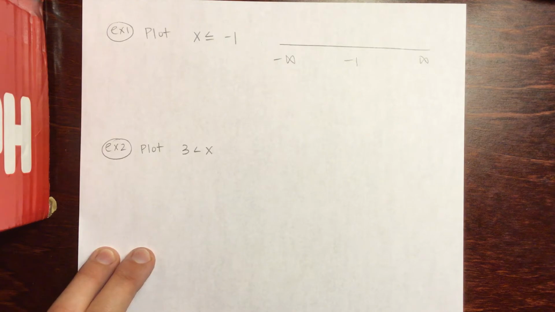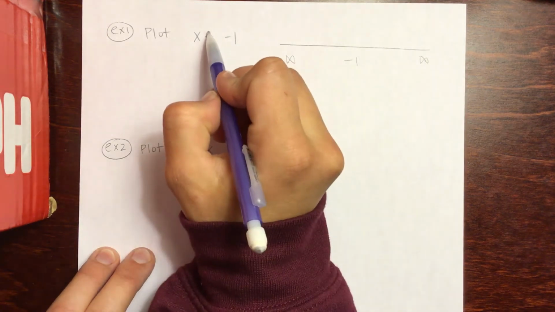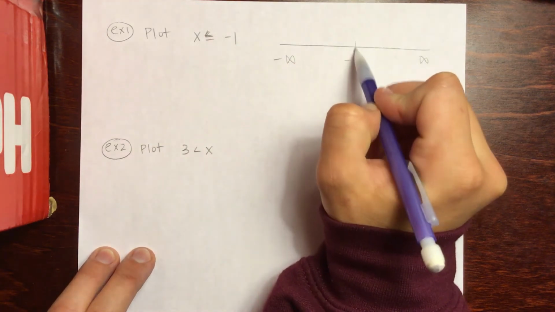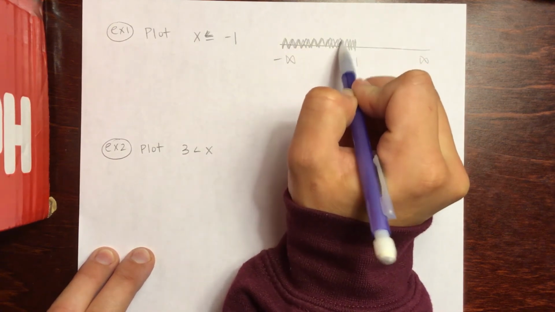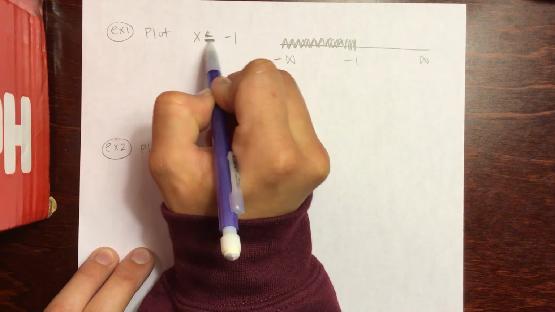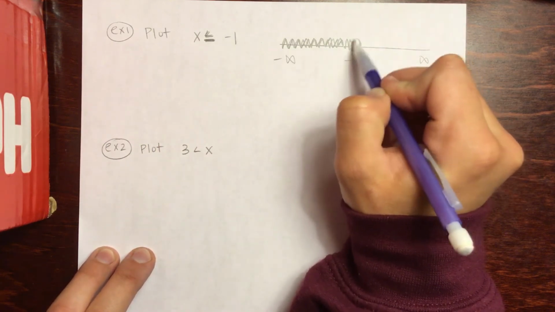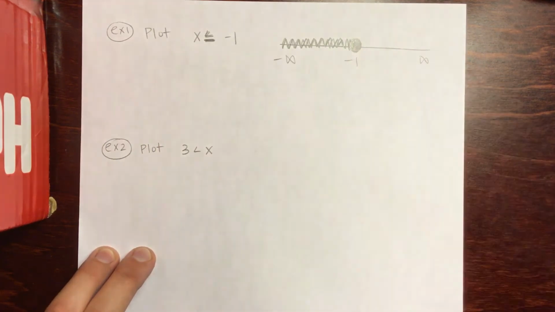That means that I have to just shade in the direction that this is pointing. It's pointing to the left, so I'm going to shade to the left of -1. And then because I have an or equal to, I want to use a closed dot here or a bracket. And we're done. Okay, what about this second example?